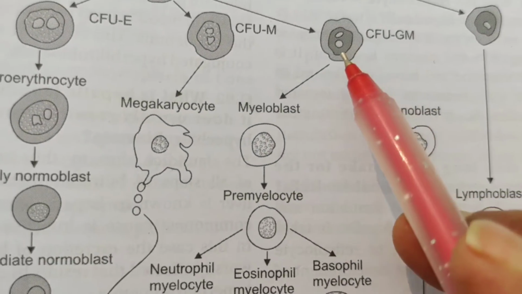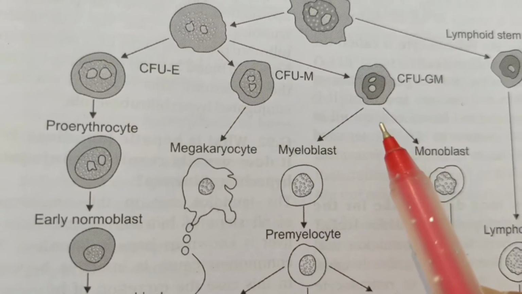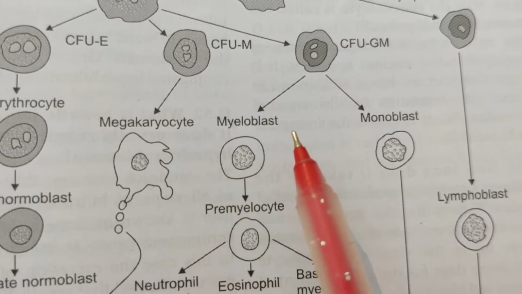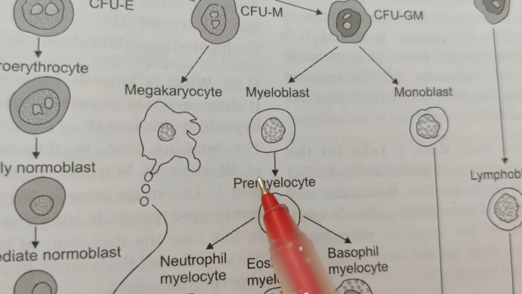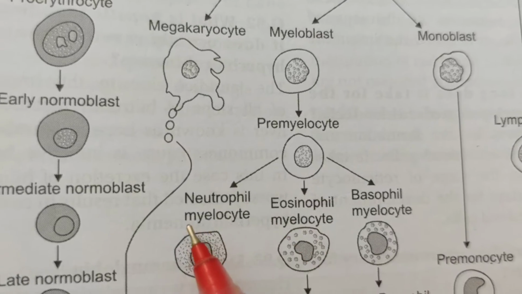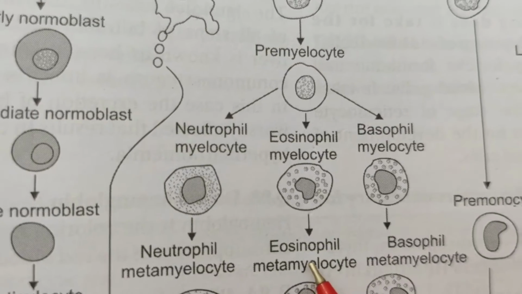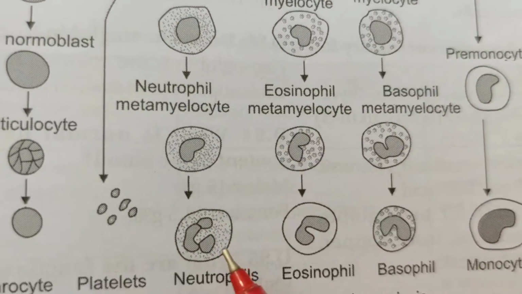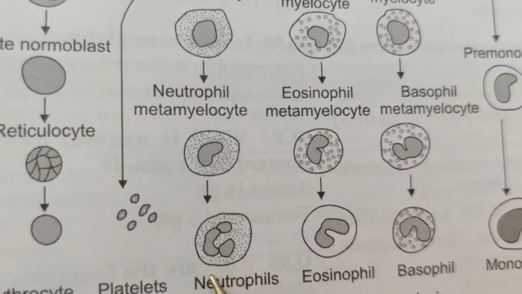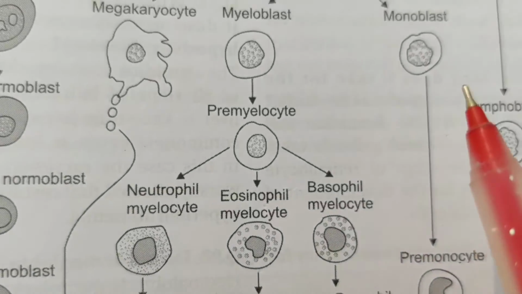In case of WBC formation, there are two types, myeloblast and monoblast. The myeloblast forms promyelocyte. From there it forms three types of WBCs, neutrophil, eosinophil and basophil. These are all granulocytes. These cells gradually mature to form neutrophils, means nucleated neutrophils. You can see the neutrophils over here, the eosinophils and the basophils.